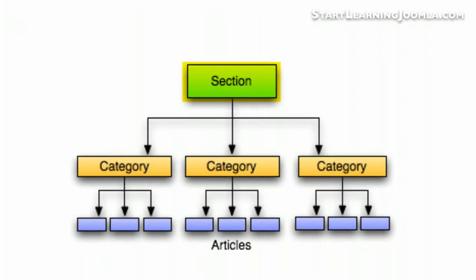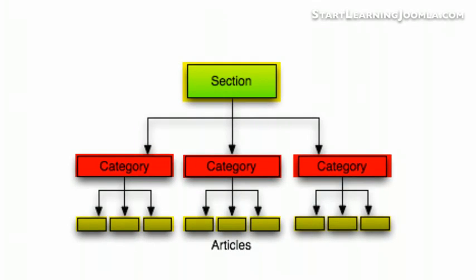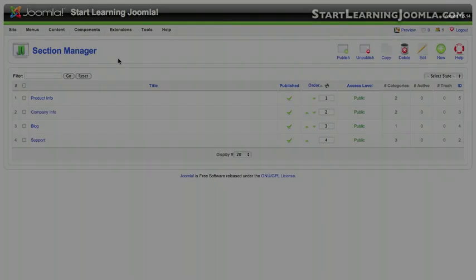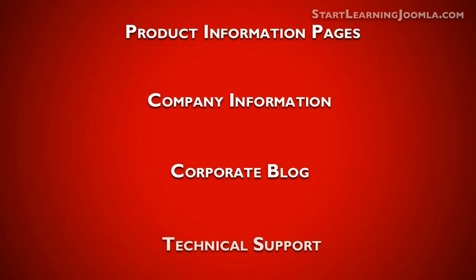Joomla uses sections and categories to organize articles. Joomla allows you to organize your site content into sections and further break those sections down into separate categories. Think of sections as overall functional areas of your website. For example, if your website's function is to provide product information pages, company information, a corporate blog, and technical support, then you would treat each of these as a separate section.